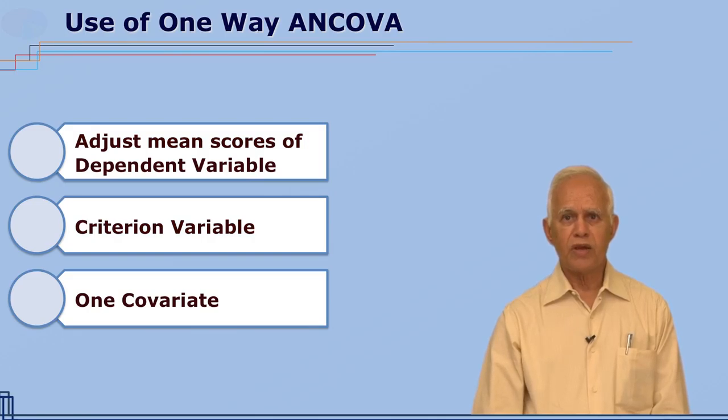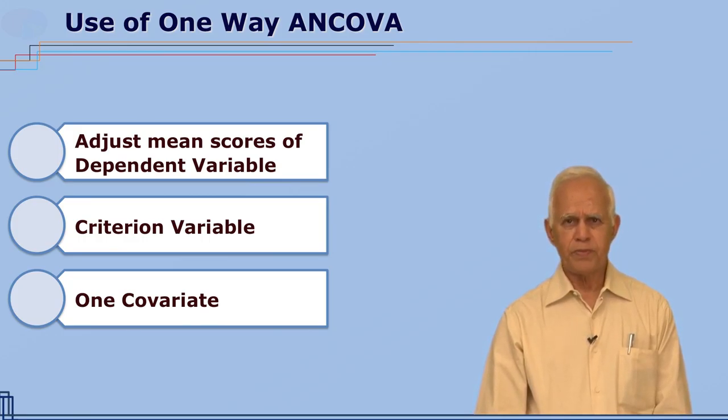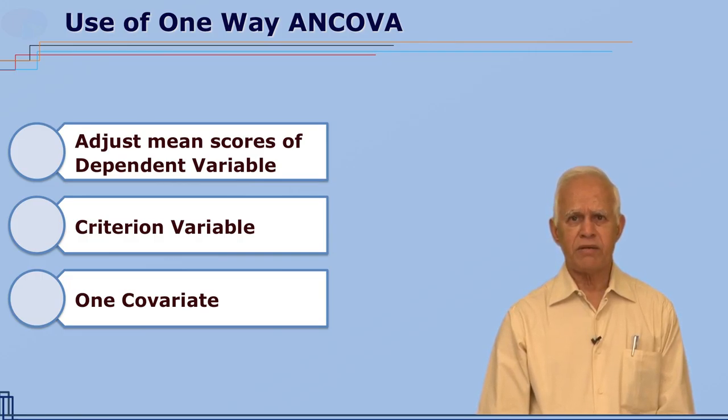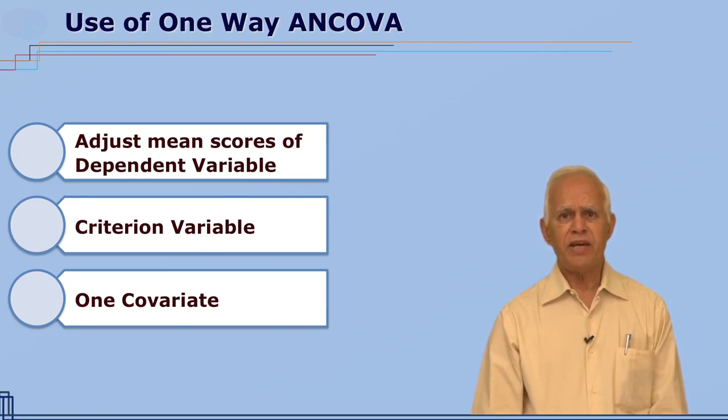When to use one-way ANCOVA? One-way ANCOVA should be used when there are two or more than two levels of a group and the researcher is interested in comparing the adjusted means of two or more groups on the dependent variable or the criterion variable, and there is at least one covariate.